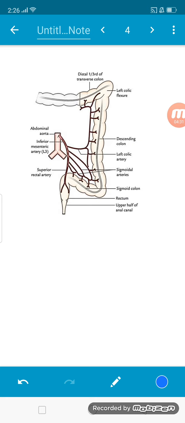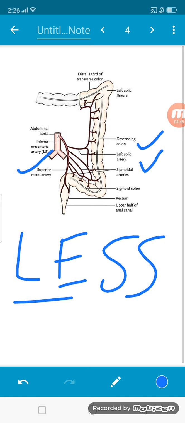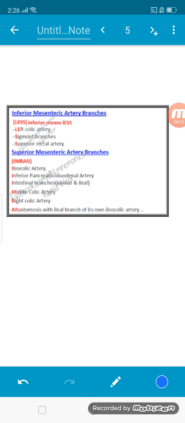This is the inferior mesenteric artery. The inferior mesenteric artery gives branches called the left colic artery, the superior rectal artery, and the sigmoid arteries. We remember it by a formula called LSS. L stands for left colic artery, S stands for superior rectal artery, and the other S stands for sigmoid arteries.